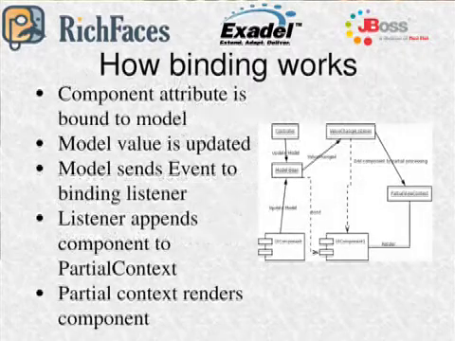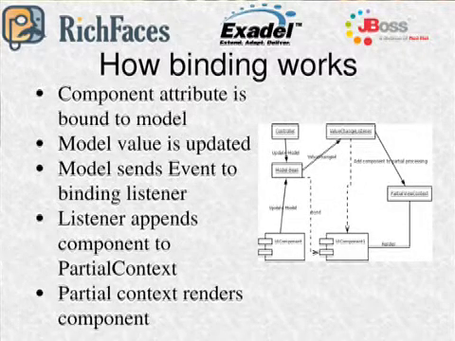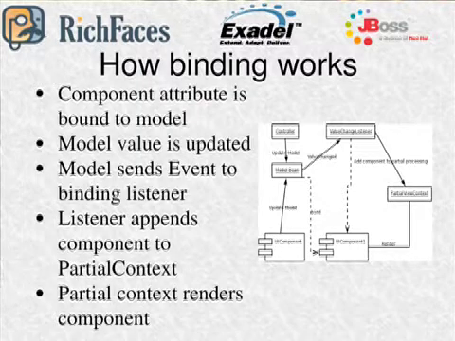The idea is that a component's attribute like value is bound to the model. On any model update, the model sends an event to the binding listener. The listener appends the component to the partial context to update. And the partial context renders that component in the response.